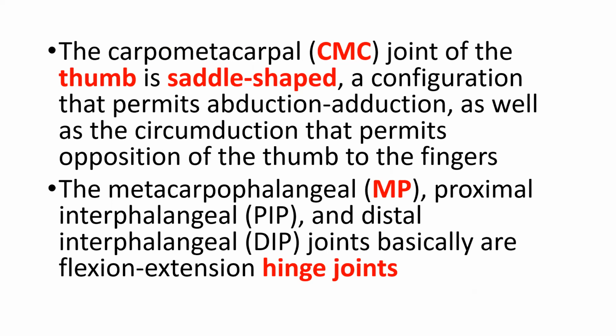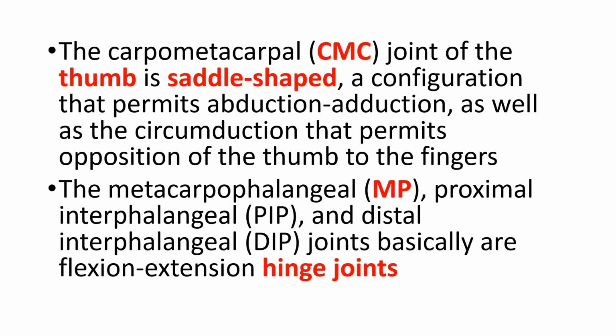The carpometacarpal joint of the thumb, you should all know that it is a saddle joint, a configuration that permits abduction, adduction, as well as circumduction, that permits opposition of the thumb to the fingers. I repeat, it permits abduction, adduction, circumduction, opposition of the thumb to the fingers.